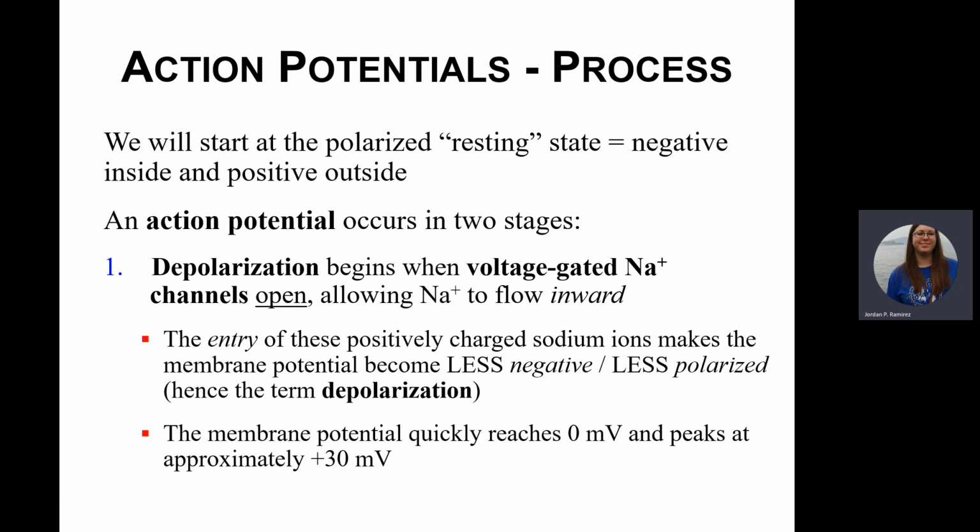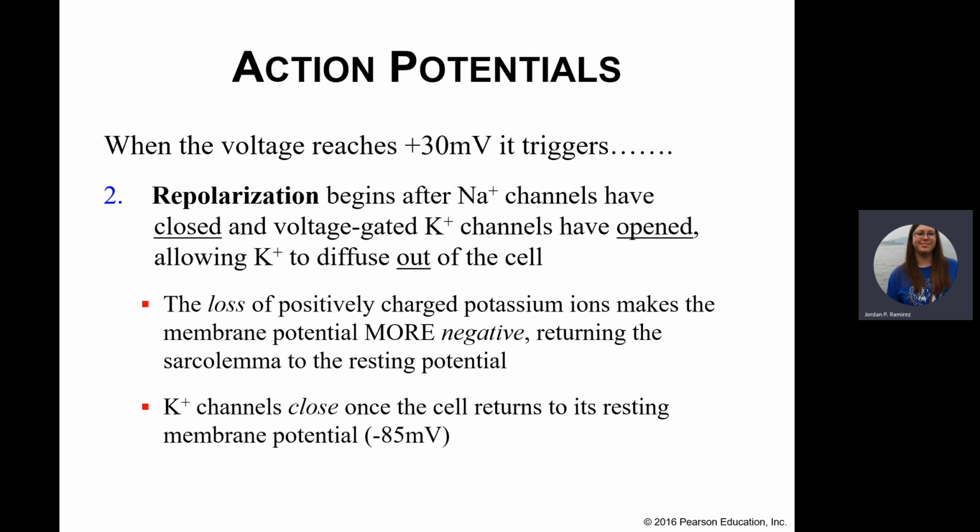The membrane potential quickly reaches all the way from negative 85 millivolts to 0 millivolts, and then all the way up to plus 30 millivolts. That's really, really positive on the inside of the cell. So something happens when we reach plus 30 millivolts. This is going to trigger repolarization, not depolarization, repolarization.